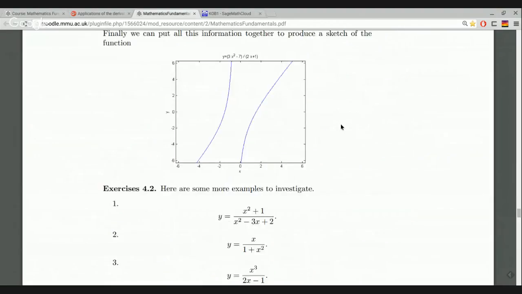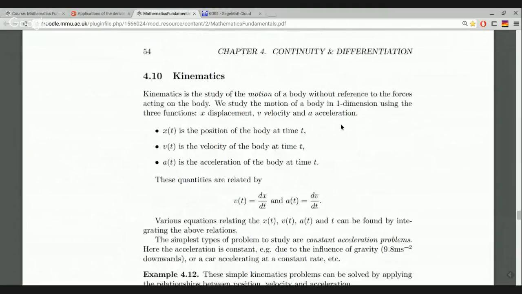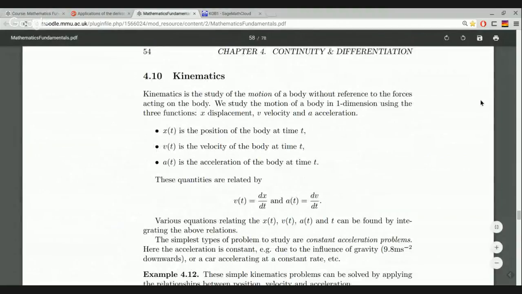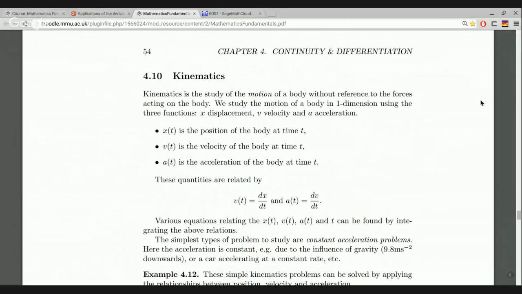The other application I wanted to discuss today was kinematics. Think of this as an application of the derivative and integration. Kinematics is a simplified form of modeling the motion of objects. We're not studying in detail the forces acting on the object or looking in detail at the physics of it.